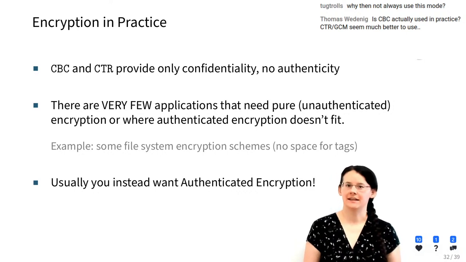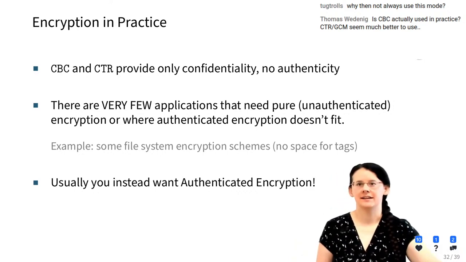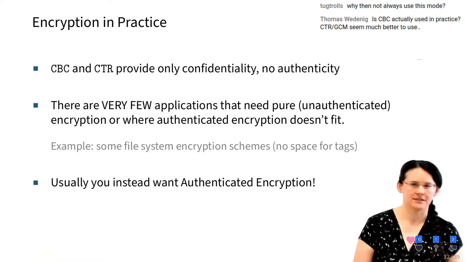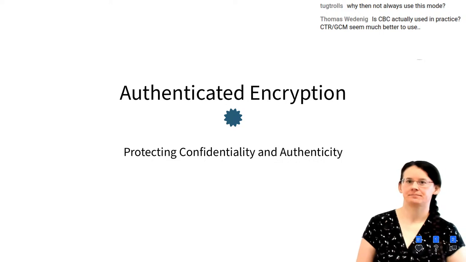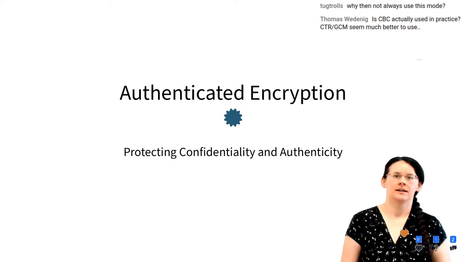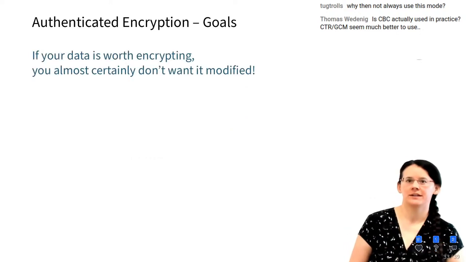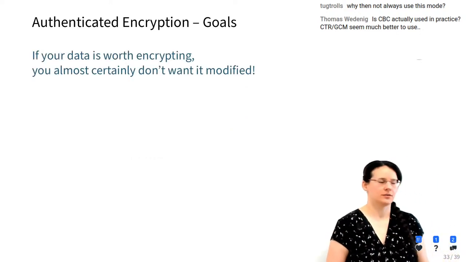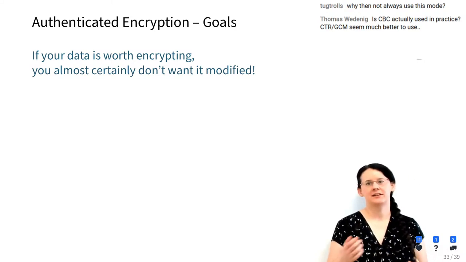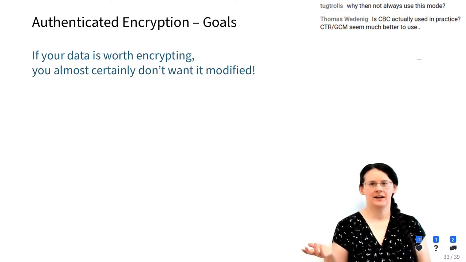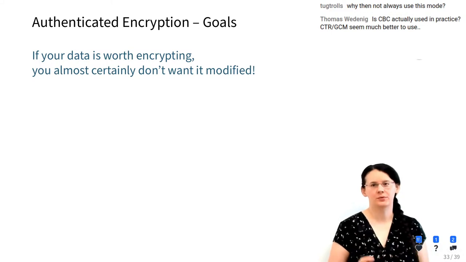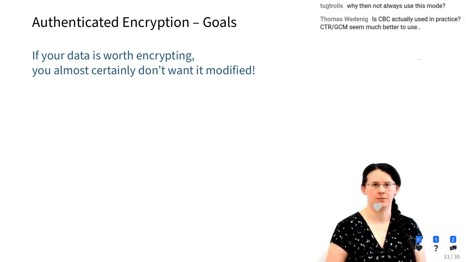What you usually want instead is something that is called authenticated encryption, which combines this encryption, this confidentiality, with some integrity guarantees. So protecting both the confidentiality and the authenticity. How does this work? Or what exactly do we want to achieve and why? So the core message here is that if your data is worth encrypting because it's secret, it almost always also would harm you to have it modified. So you usually don't want it modified.